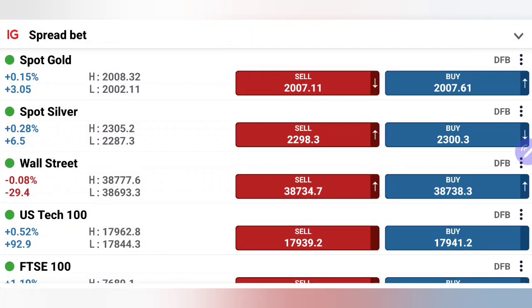Gold and silver traded with modest bullish bias throughout this day, and we have seen both gold and silver achieving yesterday's highs close to 2008.5 and 2305 levels. So what to expect today? How to profit trading gold and silver? We will see with the help of charts and indicators.